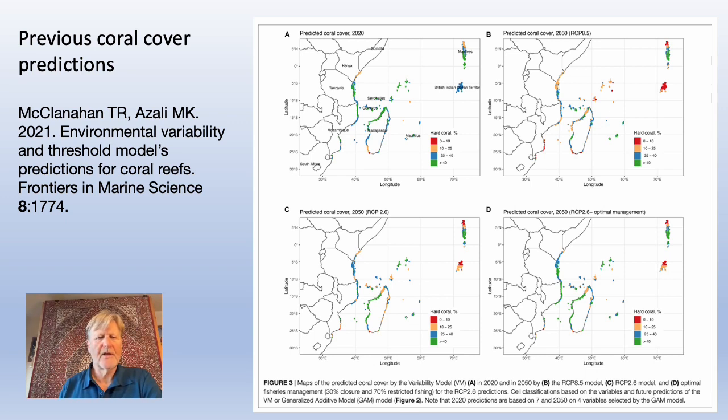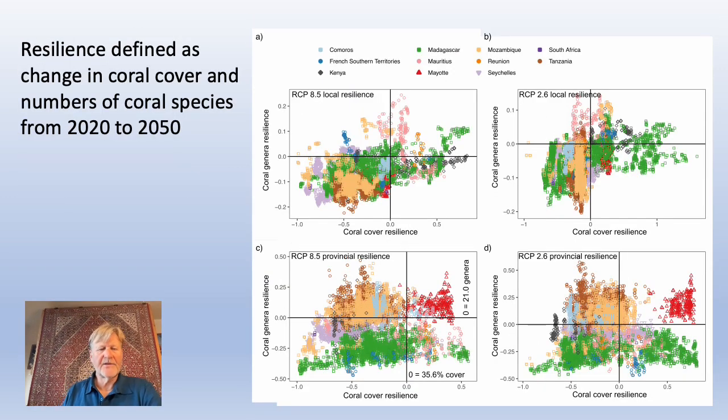using the same approach. That is, the variables that overlapped between the IPCC models and our models, which are 5 variables of temperature. We then modeled the predictions for numbers of taxa in 2050 in all of these 7,039 cells. This is a scatter plot showing the coral cover resilience and the coral generosilience. That's just simply the change over time, and distributed among the various countries under these 2 scenarios.